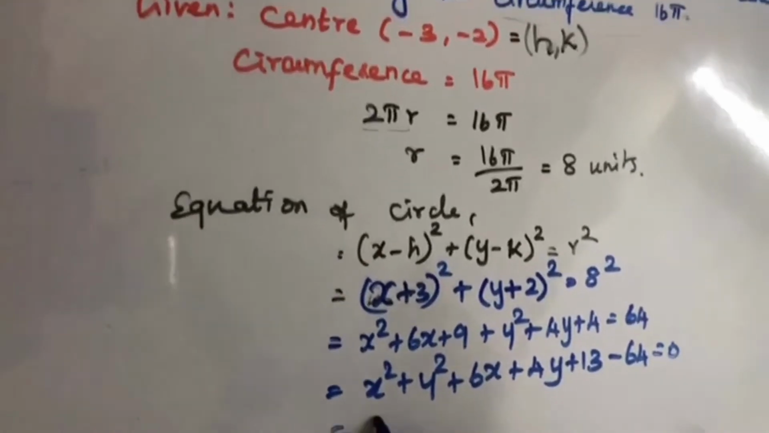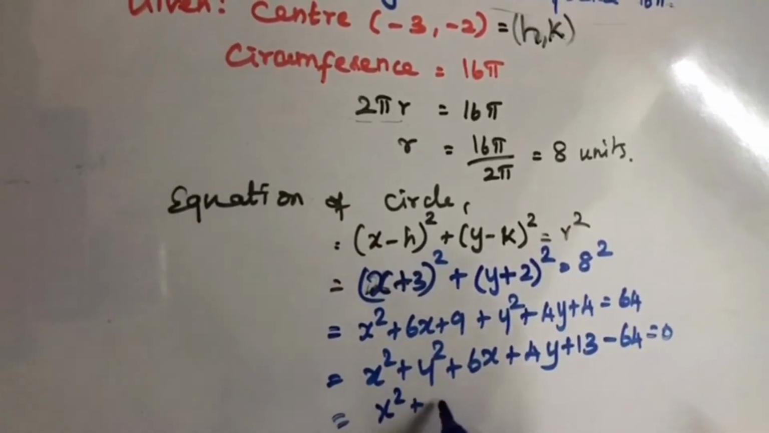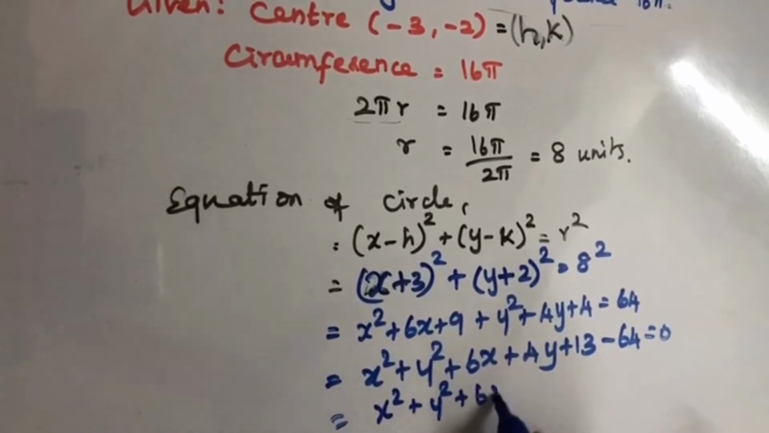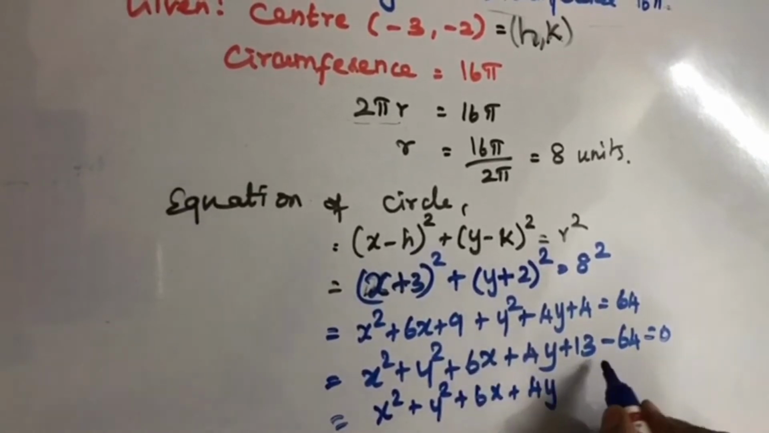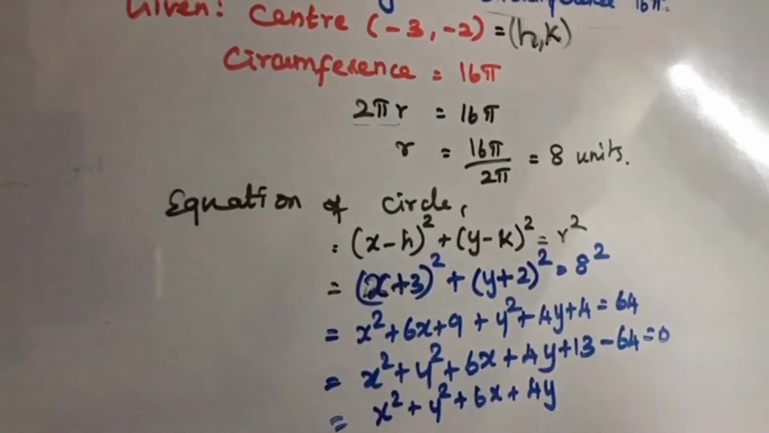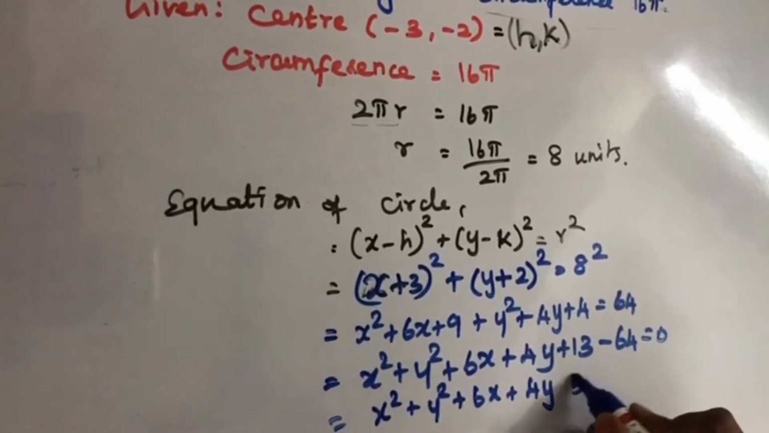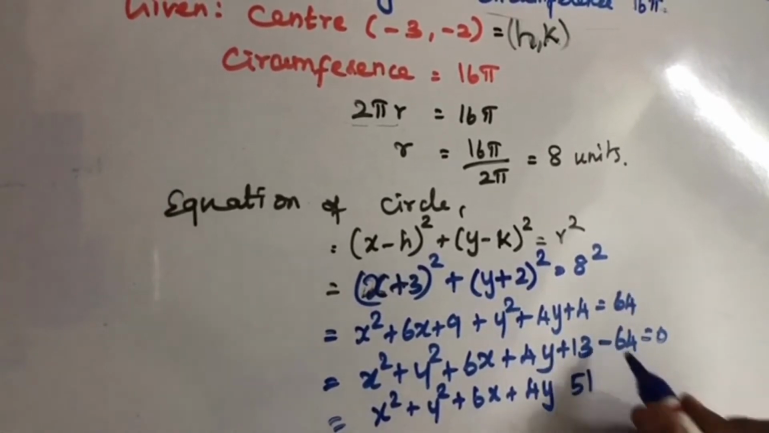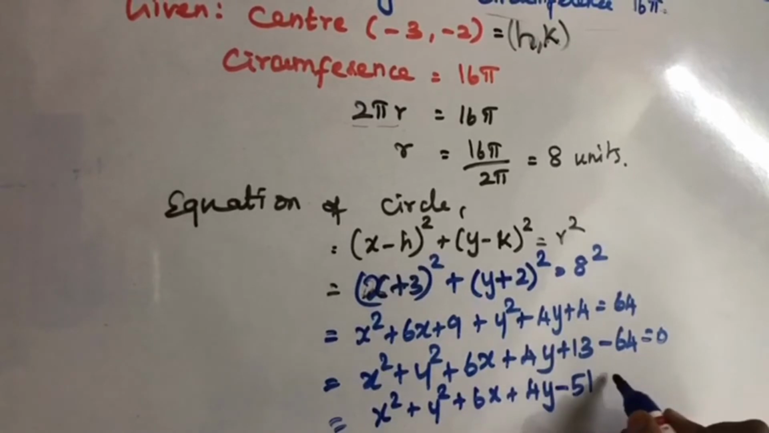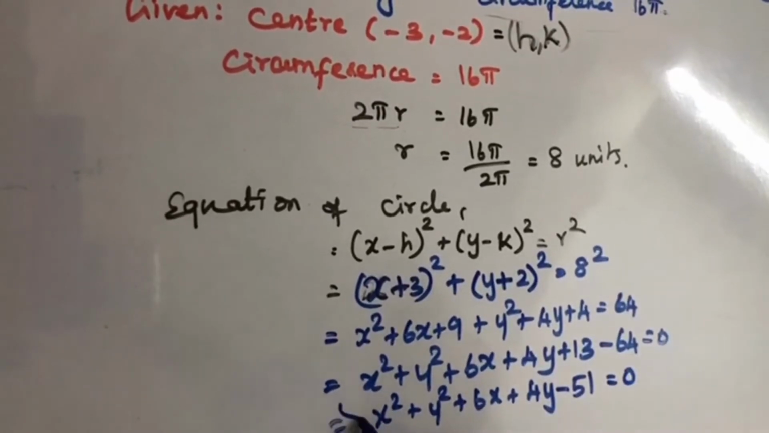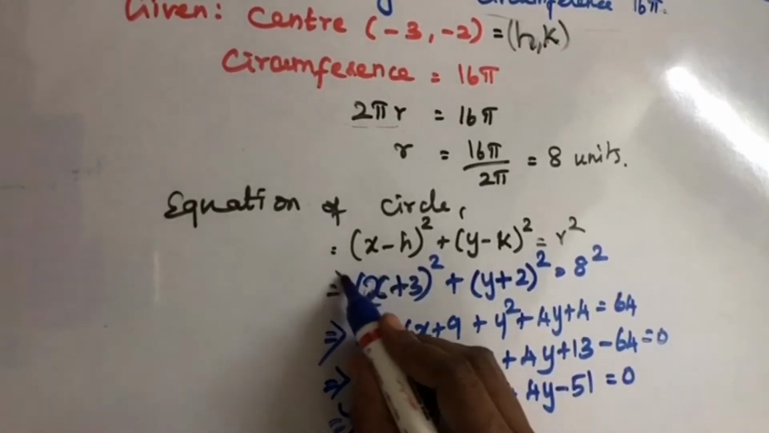So, it is x square plus y square plus 6x plus 4y, 13 minus 64. So, while subtracting you get 51 and the bigger sign carries negative sign. So, it is minus 51 is equal to 0 and it is the equation of the circle.